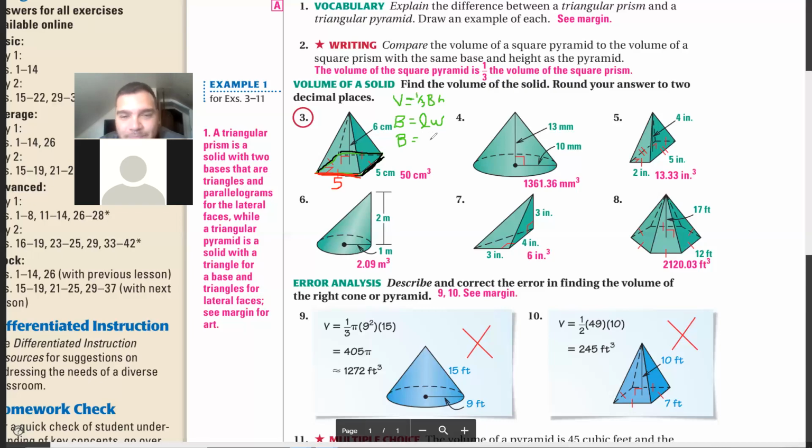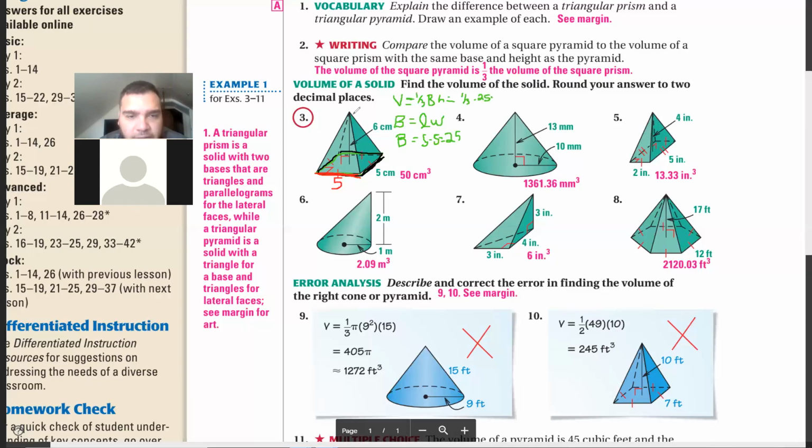Oh, okay. So we're going to do 5 times 5. Jay, what's 5 times 5? 25. Yeah, good job. So now we just found the base. So now we could plug all this in. So 1/3 times 25 times, what is that 3D height?